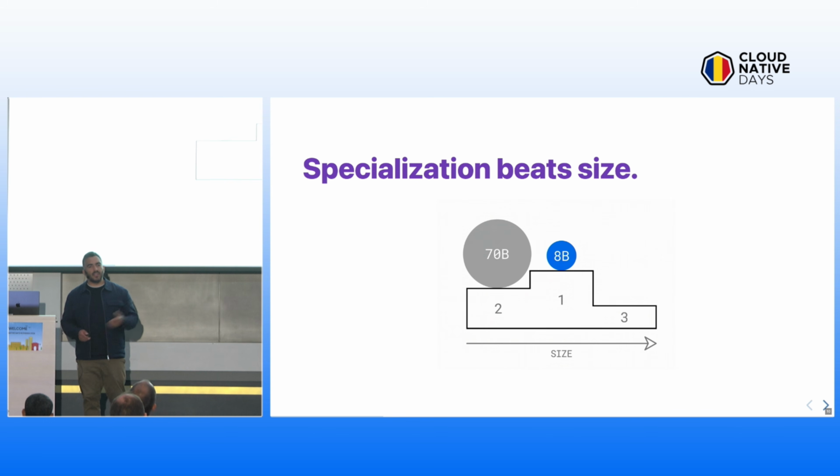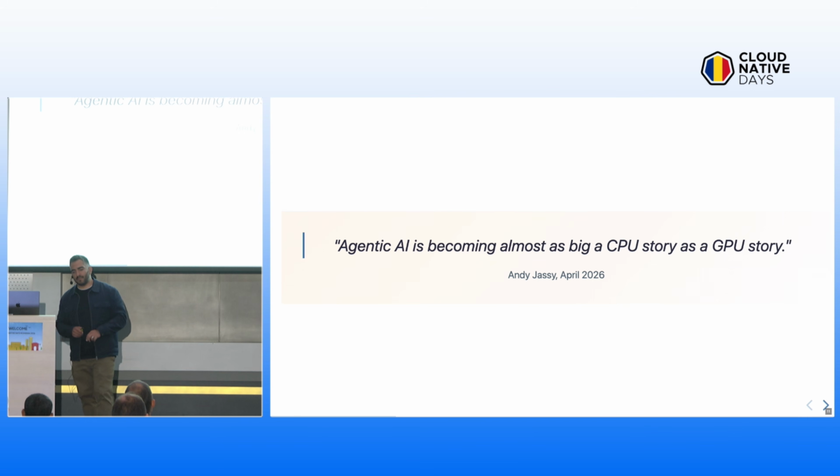NVIDIA actually published a paper last year saying that the future of agentic AI is leveraging CPUs and small language models mainly. That was the premise of the paper, right? That small language models are the future of agentic AI. Let me explain to you what that means, and at the end of the session, I'm gonna try to prove it with a demo that I built as well.